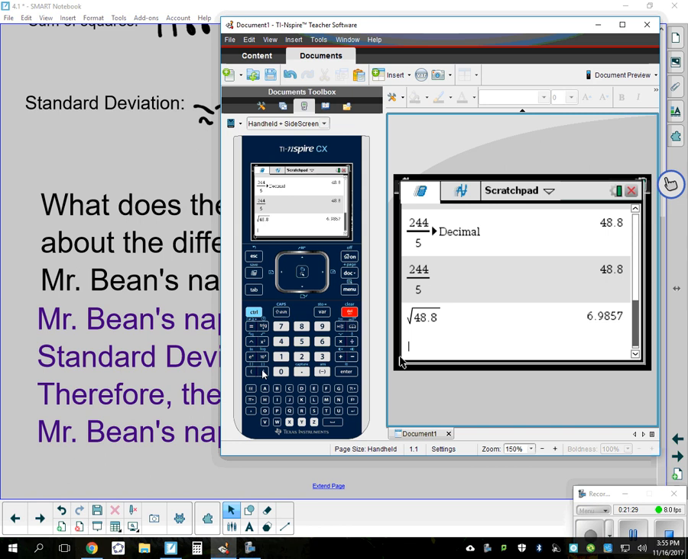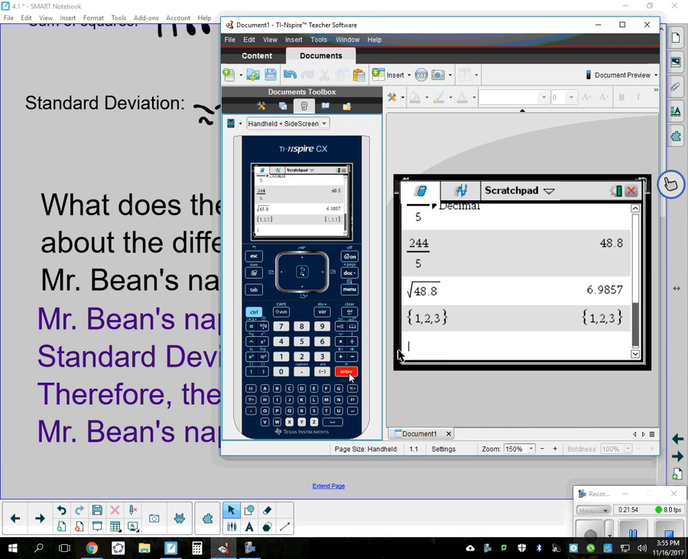When you do that, you want to use curly brackets, which are control and then the right parenthesis. Control right parenthesis gives you these curly brackets. And then we want to use set notation, which you guys have seen now for a couple units, to list your data. So 1, comma, 2, comma, 3. So we have to list our numbers first in the curly brackets, and then you can just hit enter.